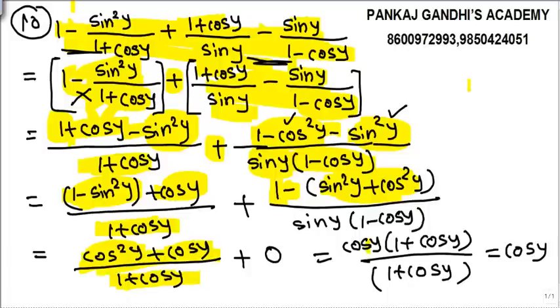Means cos square y plus cos y divided by 1 plus cos y, so I can take out cos y common from the numerator. So this is cos y times (1 plus cos y) divided by 1 plus cos y, and the 1 plus cos y will get cancelled, and therefore the answer is cos y. So the answer of this expression is cos y. When we rearrange the question and solve it, we got cos y as the value.